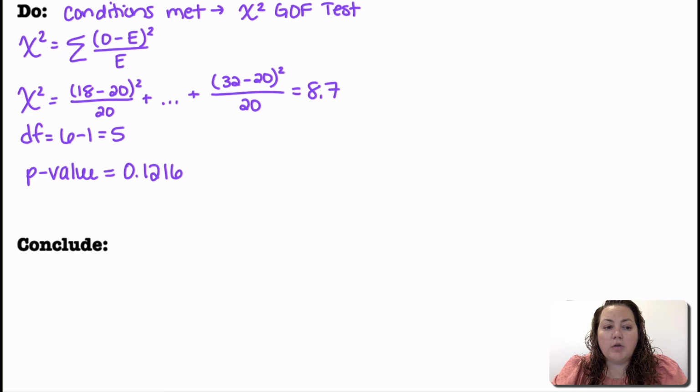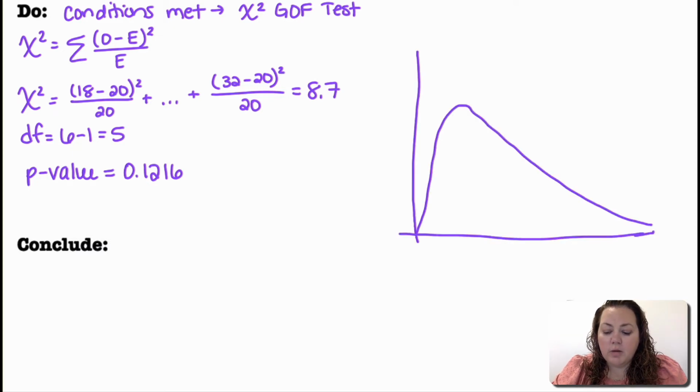So I'd go to Stat Edit, in List 1, I put all of my observed counts. In List 2, I put all of my expected counts. Then go to Stat Test, and we're doing a chi-squared goodness of fit test. So you'll see a chi-squared GOF test. Observed is List 1, expected is List 2, and degrees of freedom is 5.